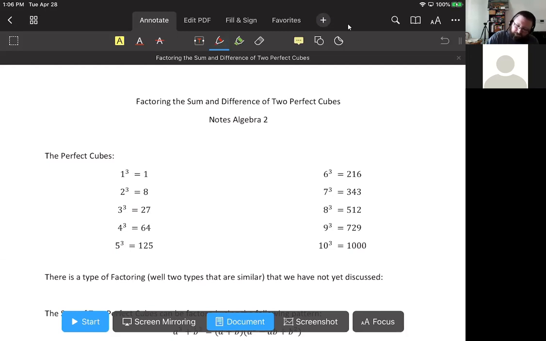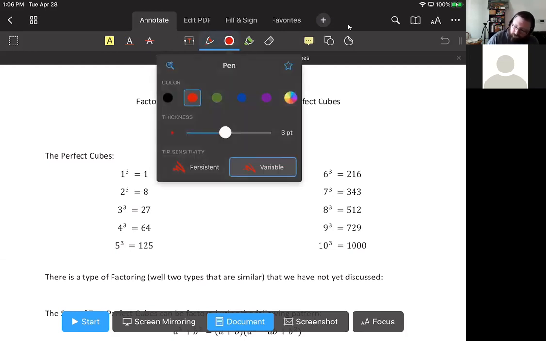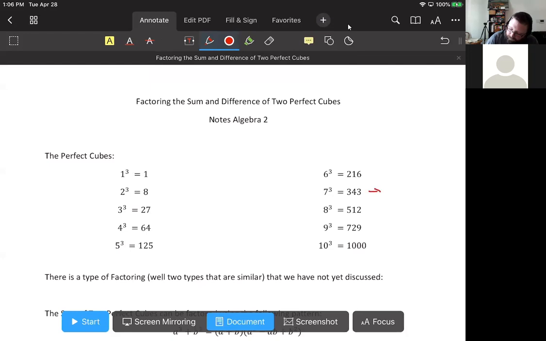And the reason for that is because if we take the cube root of one of those numbers, say we take the cube root of 343, that is an integer. That's why they're called the perfect cubes, because they have an exact cube root. Okay?